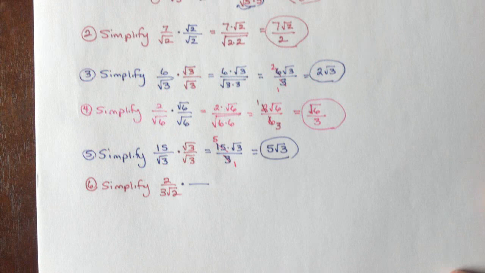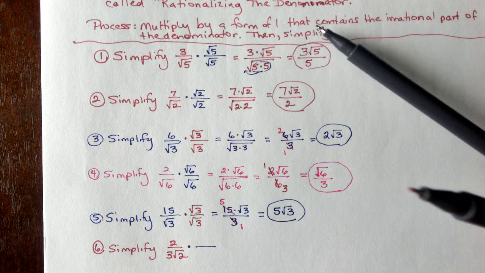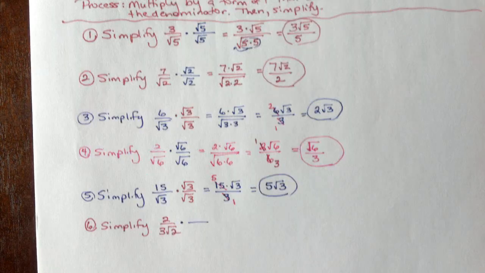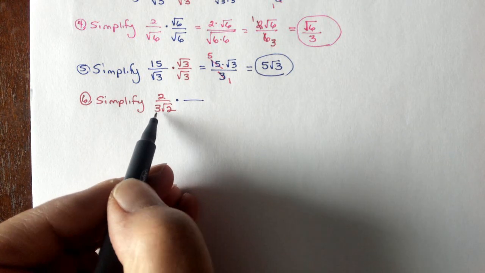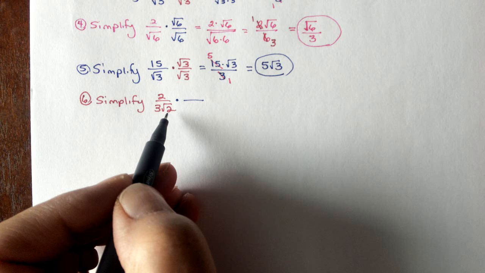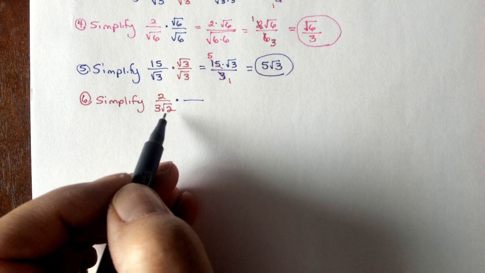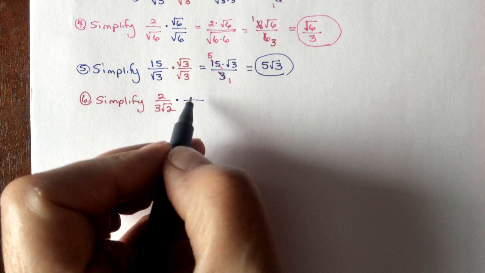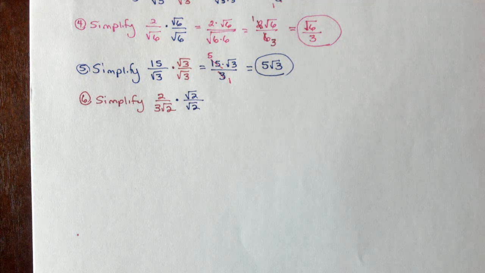We have a procedure. The process is to multiply by a form of 1 that contains the irrational part of the denominator. Well, the irrational part of the denominator is the factor radical 2. 3 isn't irrational, only the radical 2 is irrational. That's the only part we need to multiply by. The 3 will just carry along. It's not anything we need to worry about. So we're going to multiply by just the radical 2 over radical 2, not the 3.